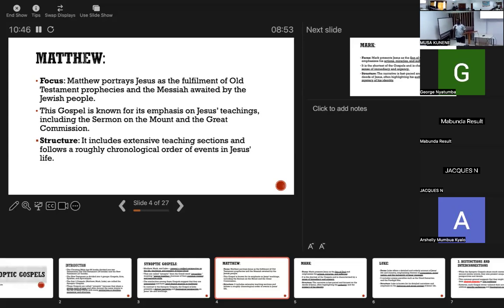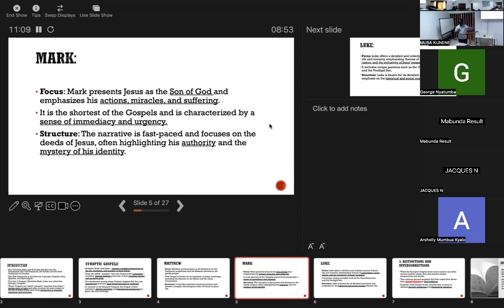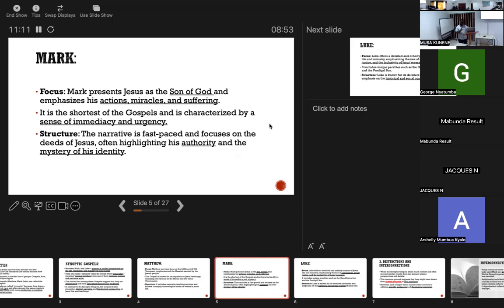And again, when you look at the structure of Matthew, you will find that he includes extensive teaching sections and follows a roughly chronological order of events in the life of Jesus Christ. That is Matthew. Now, a bit about Mark as well.